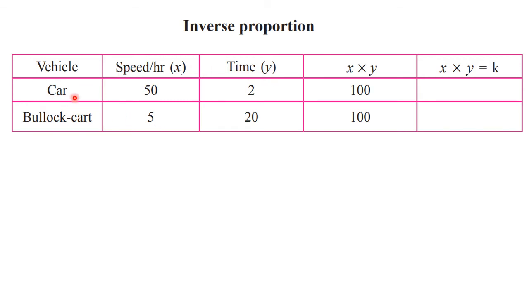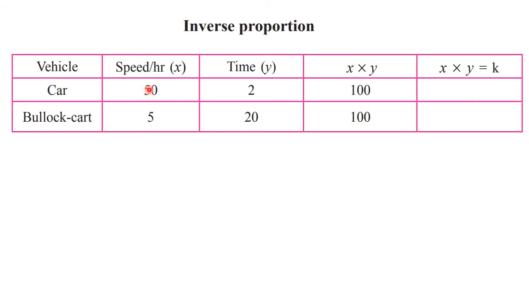So in case of car, the speed is 50 kilometers per hour and time taken is 2 hours, suppose. And for bullock cart, the speed is very less. You know, bullock cart, it is a simple machine, and you know that it works on the muscular energy of the bullock. So here the speed is quite low. So speed of the bullock cart is 5 kilometers per hour. So the time taken to cover the same distance will be 20 hours. Now how we calculated this here?